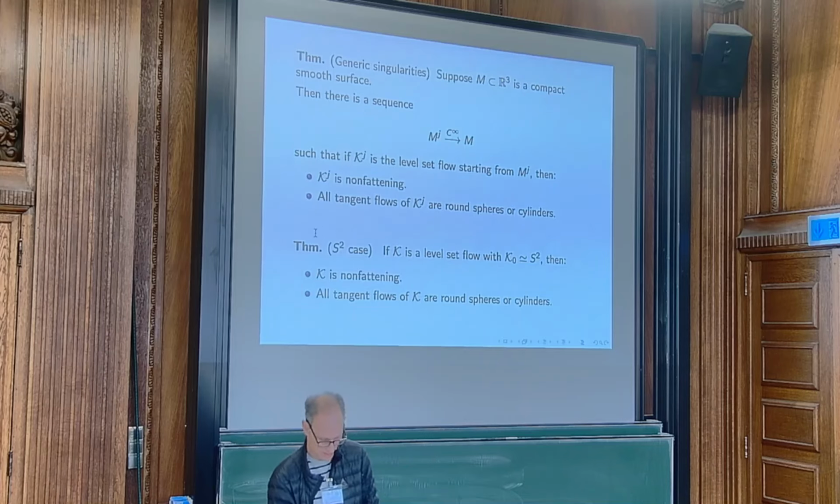And then in the two-sphere case, you have a level set flow whose initial condition is diffeomorphic to S2, then it's non-fattening, so you have the regularity I mentioned before, and all tangent flows are round spheres or cylinders.